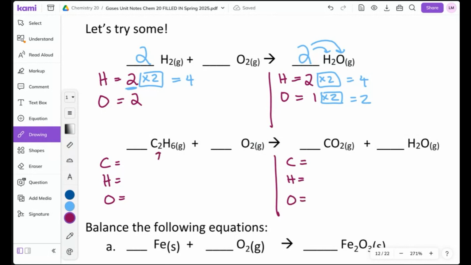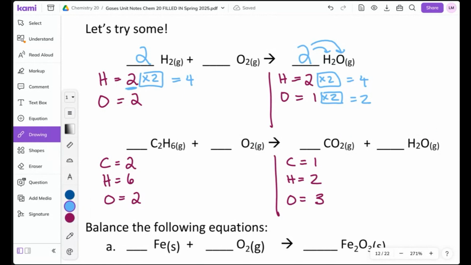Alright, so I'm looking here, and I've got 2 carbons on my reactant side, and I've got 1 carbon on my product side. For hydrogens, I have 6 on my reactant side, and I've got 2 on my product side. For oxygens, I have 2 on my reactant side, and on my product side, I've got 2 sources of oxygen, which makes this a little bit trickier. So I've got 2 oxygens here, plus 1 coming from here. So 2 plus 1, that's 3. Alright, so like I said, let's balance our carbons first.